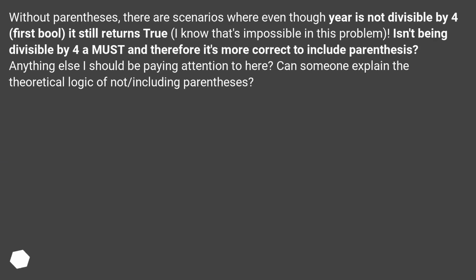Isn't being divisible by 4 a must, and therefore it's more correct to include parentheses? Anything else I should be paying attention to here? Can someone explain the theoretical logic of not including or including parentheses?